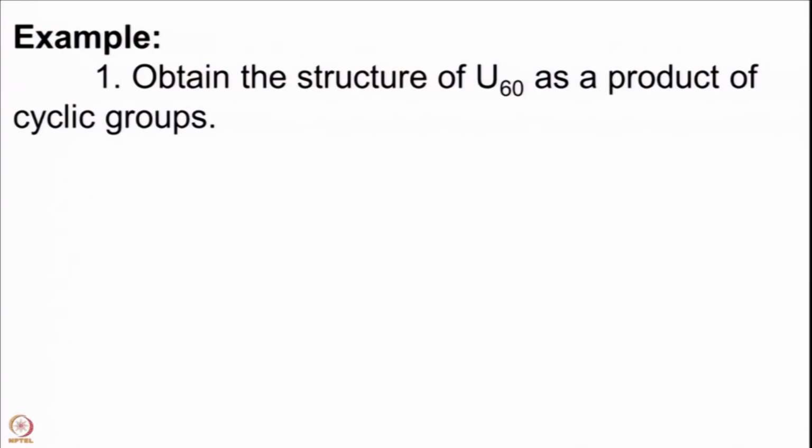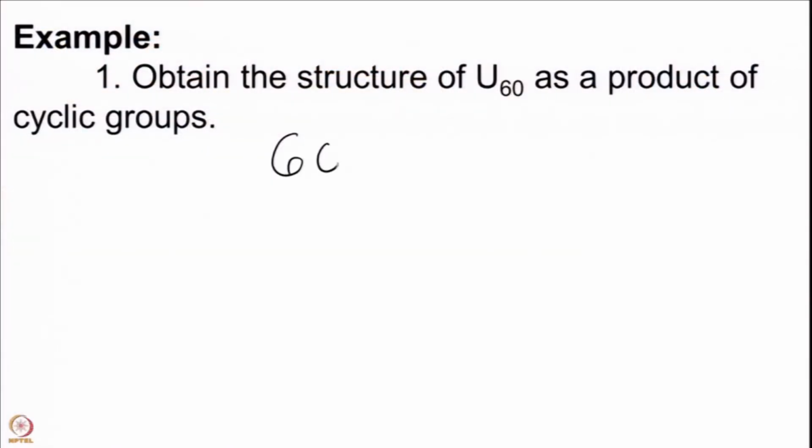Let us try to compute the structure of U60 as a product of cyclic groups. This is something more than writing U60 as a product of U pi power ni, because we need to also identify when each of those U pi power ni are cyclic or whether they are themselves further products of cyclic groups. That is something that we have to observe.